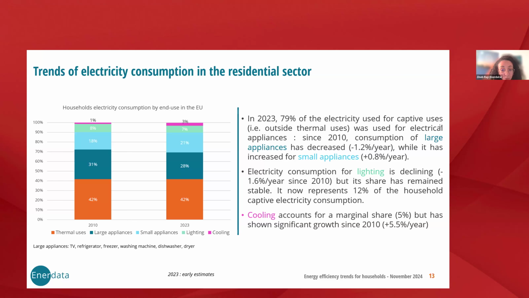The electricity consumption for lighting is declining at a rate of 1.6% on average per year since 2010, though we can observe a stable share, as you can see, 8% in 2010 and 7% in 2023. As I said earlier, cooling has seen its consumption grow over the period, but its share in total electricity consumption has remained marginal so far.